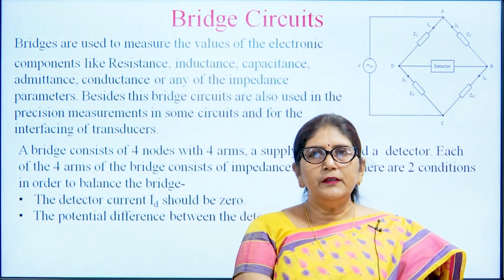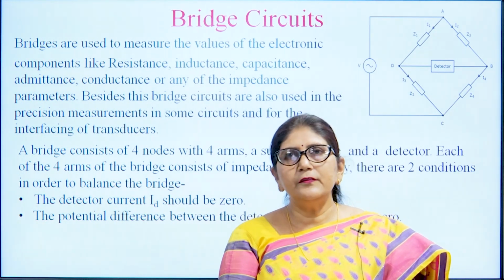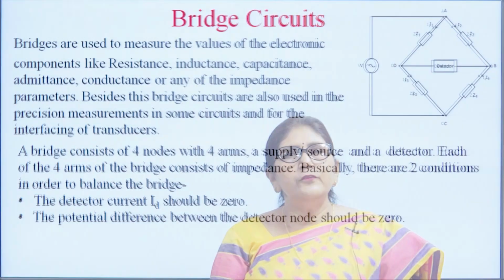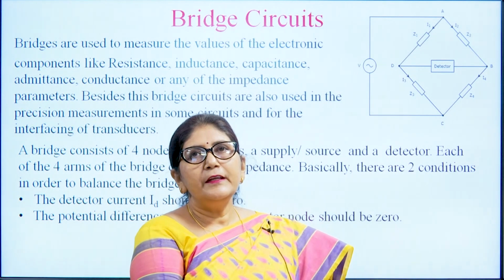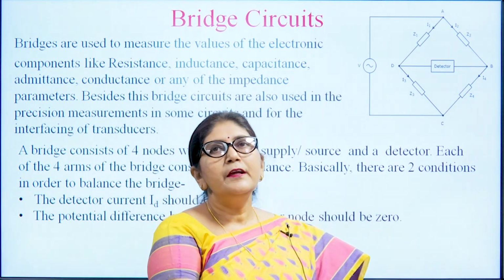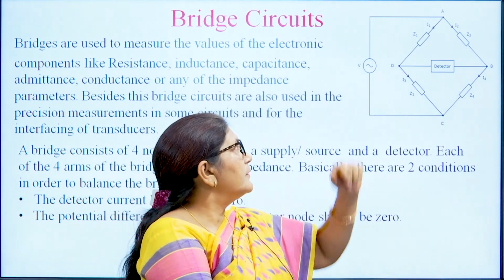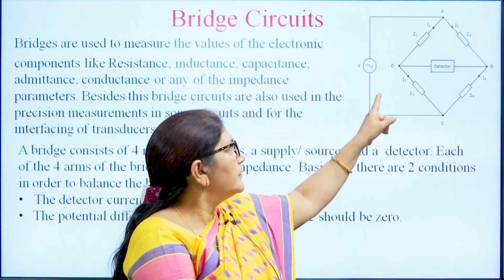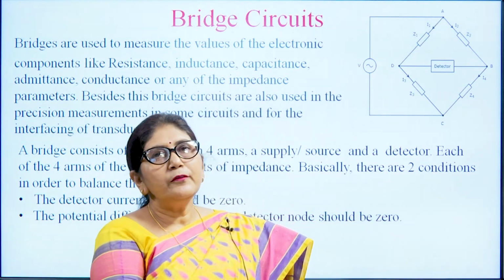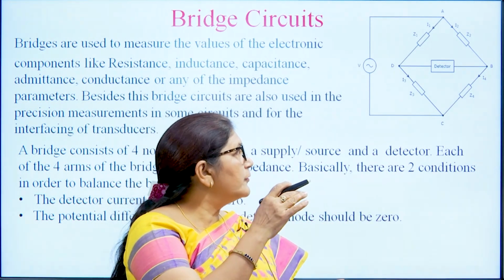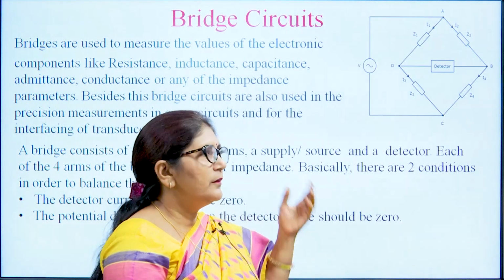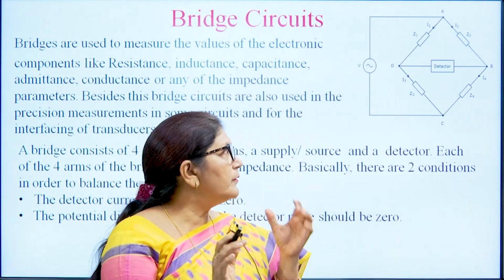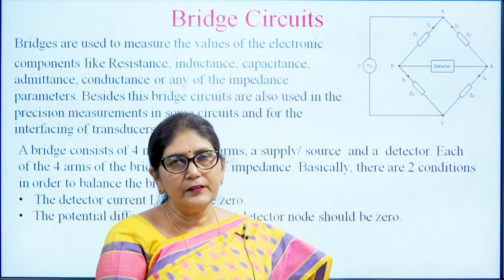So, what is a bridge circuit? Basically, a bridge circuit is made up of 4 impedances like shown in the figure. The 4 impedances are in a closed loop circuit and they are connected in the form shown in the figure. So, there are 4 nodes A, B, C, D. Across 2 opposite nodes, the source is applied, and between the remaining 2 nodes, the detector circuit is used.